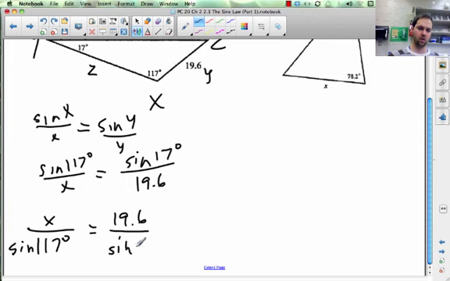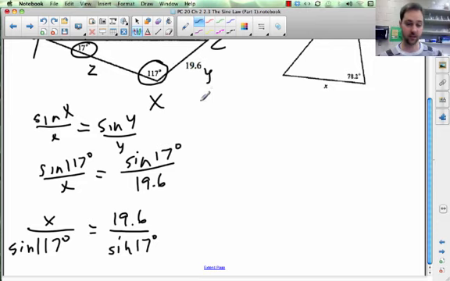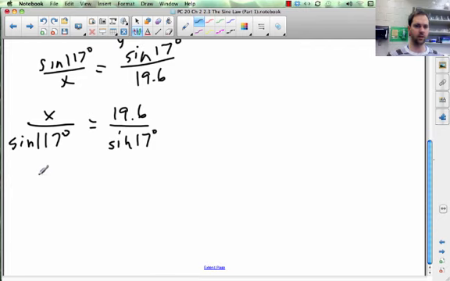Now, where I've seen mistakes made are people taking the sine of side lengths. You can only take the sine of an angle. So watch that it has a little degree symbol attached to it. Those are the things you're allowed to take the sine of. You cannot take the sine of 19.6 because it is not an angle, it's a length. All right, and then we can go ahead and solve this.